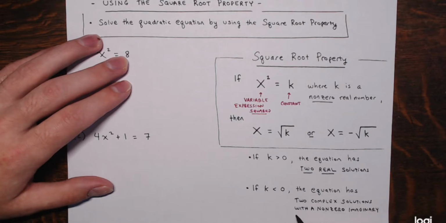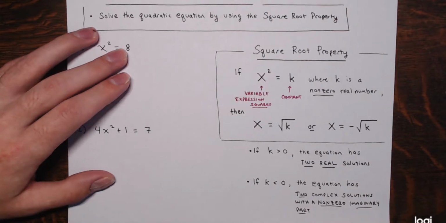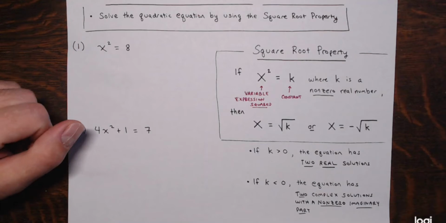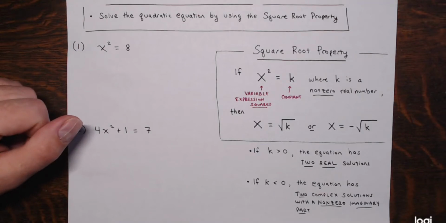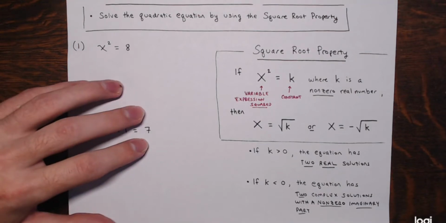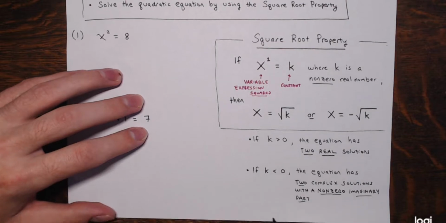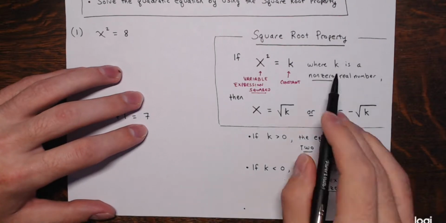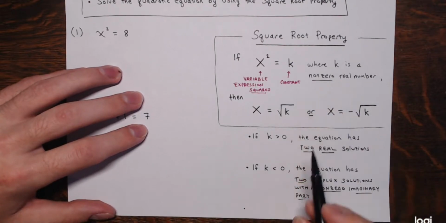Right, so basically, when I say with a non-zero imaginary part, that just means that the I will show up in the solutions, that imaginary unit I. Now, I know I said that k was a non-zero real number. The reason I said that is because of this.